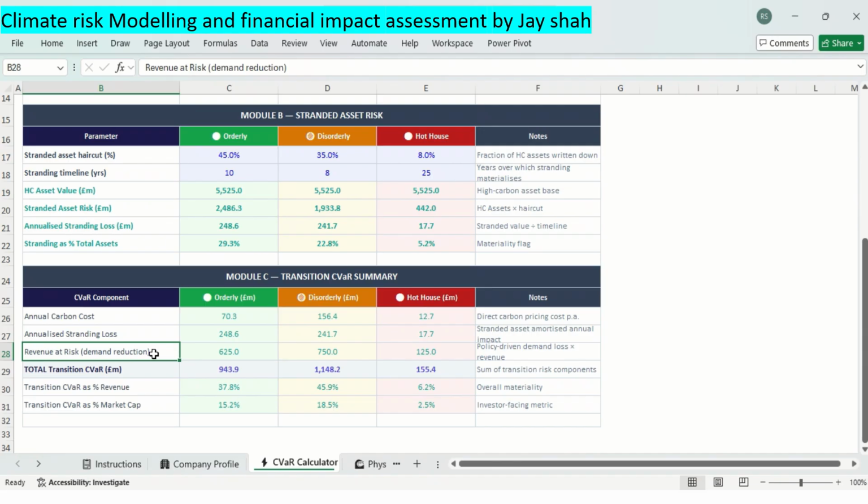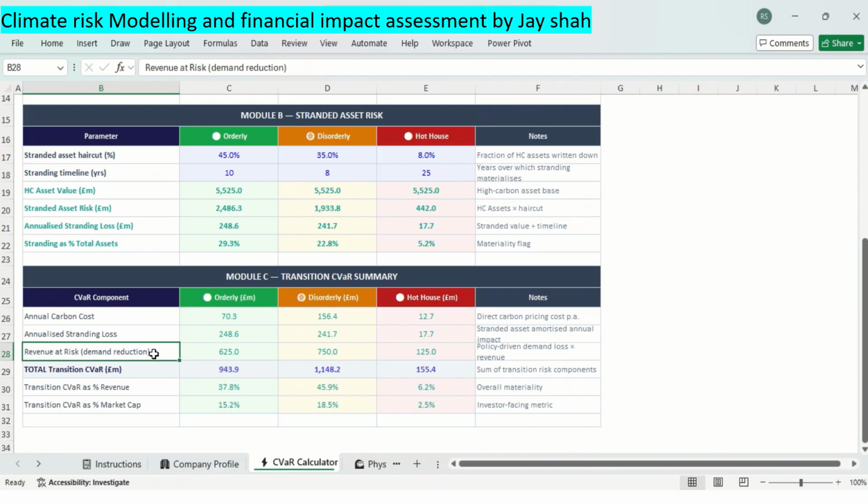So under the hothouse world, it is 125 million minimal demand reductions because the transition does not happen, and the demand reduction factors are 25%, 35%, 30%, and 5%. That is why they are hard coded as a multiplier in the revenue formula. In practice, you would derive this from the IEA demand scenario for your specific sectors.